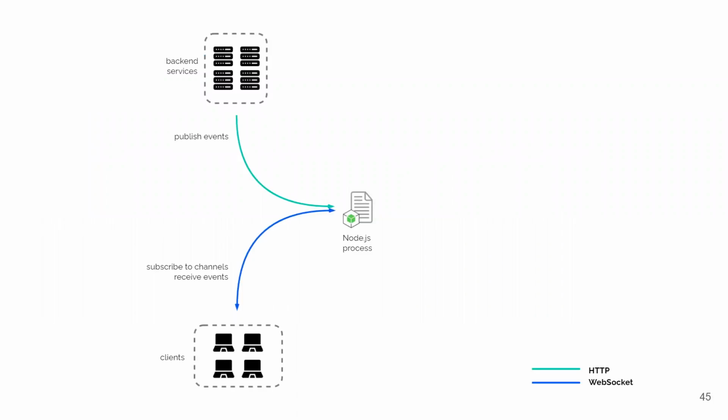Here we see our same familiar triangular pattern, but turned on its side. We still have our three pieces, the backend services, the clients, and River, but here River is represented as a single Node.js process, which is where we started in our development of River. Notice that our Node.js process is not only accepting and holding WebSocket connections, but it is also accepting the publishing of events from the backend services via HTTP post requests.